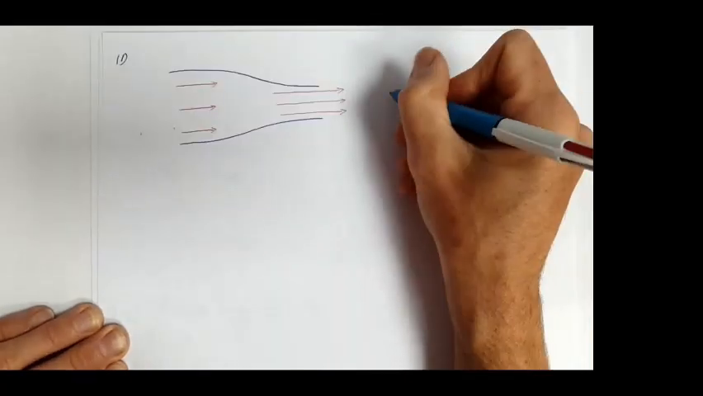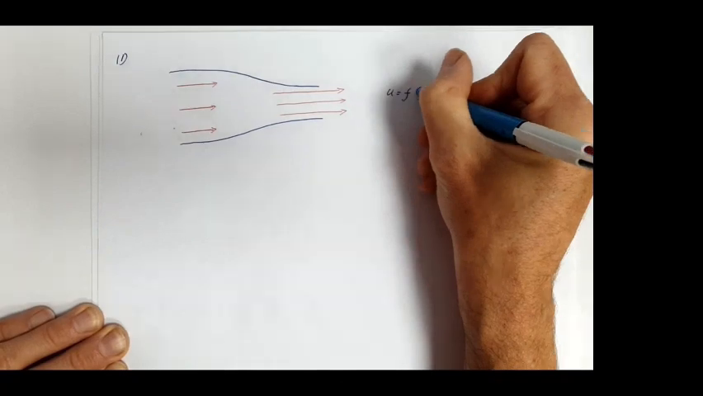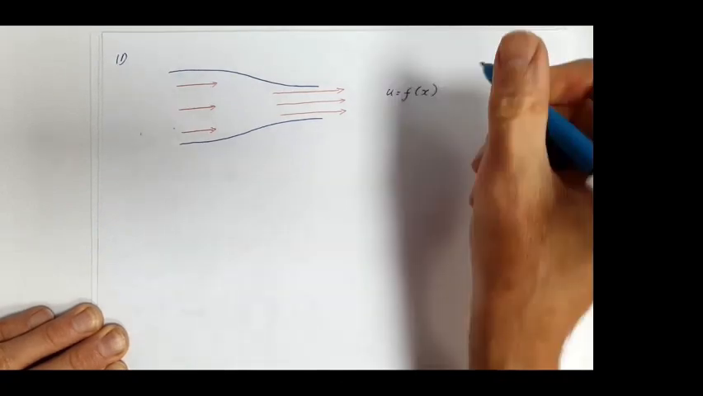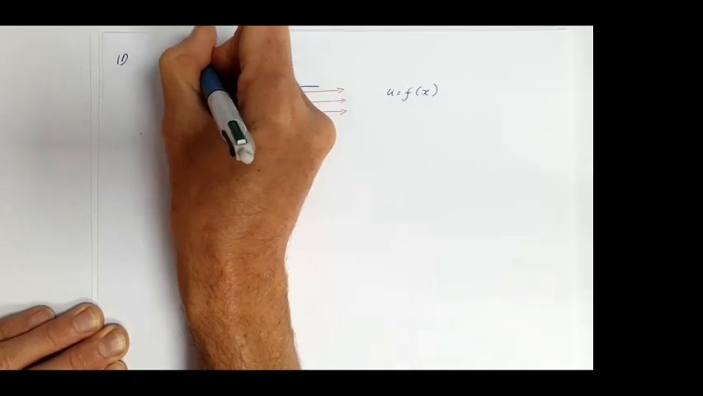Now, u equals a function of x. Clearly, if x is our origin, we say x is here, going in this direction.